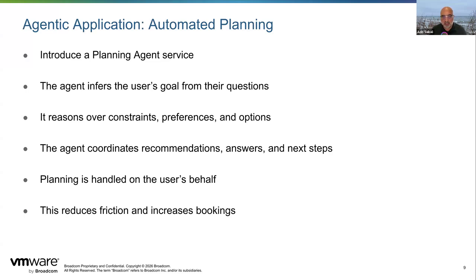Now, the agent is going to figure out what the user's goals are. It's going to reason over the constraints, for example, meal preferences, the type of event, location, driving times, that kind of stuff. And then it's going to recommend some answers and next steps. So now planning is going to be handled on behalf of the user. This reduces friction, increases bookings, hopefully makes more money for the app.